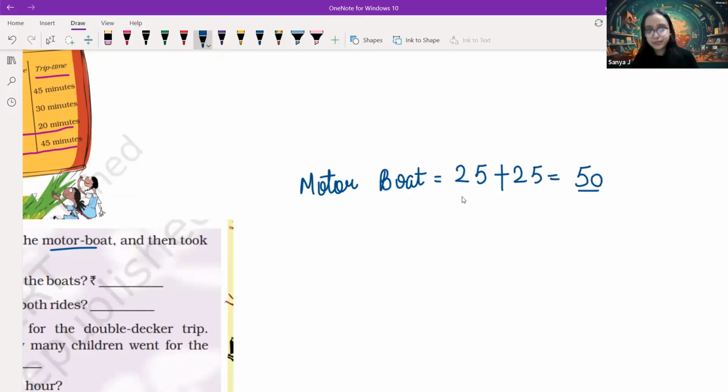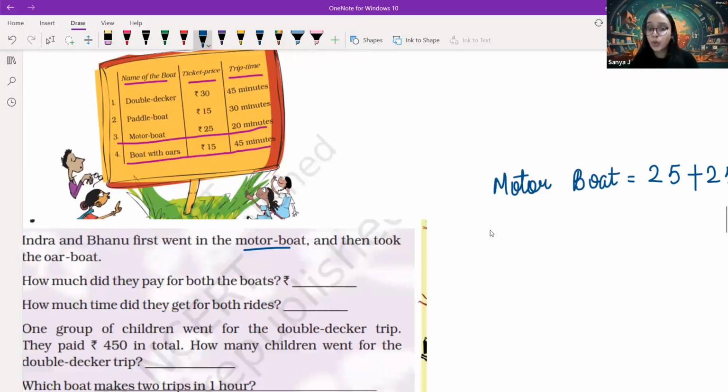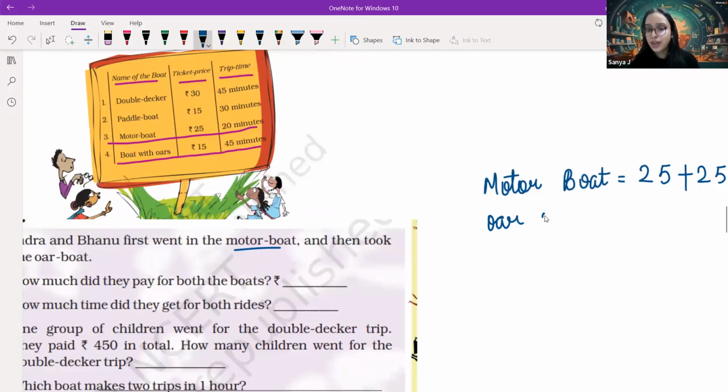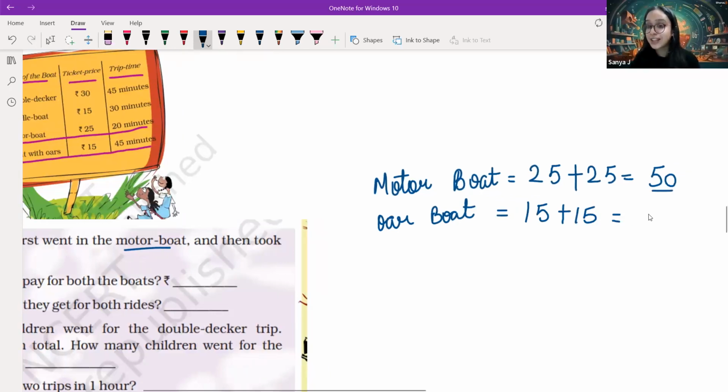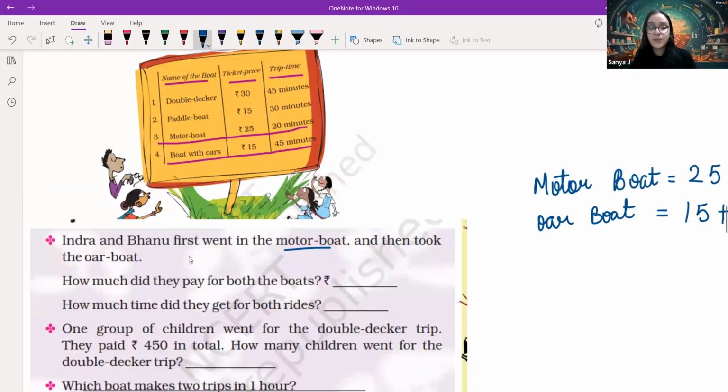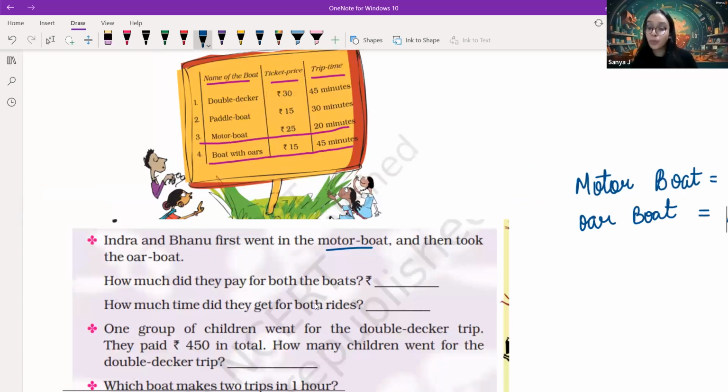Let's check for the oarboat now. What's the cost of the oarboat? That is 15 rupees. So Indra pays 15 rupees, and Bhanu also pays 15 rupees. What is 15 plus 15? That is 30 rupees. Correct? Now the question is, how much did they pay for both the boats?